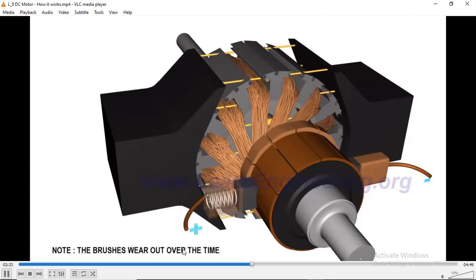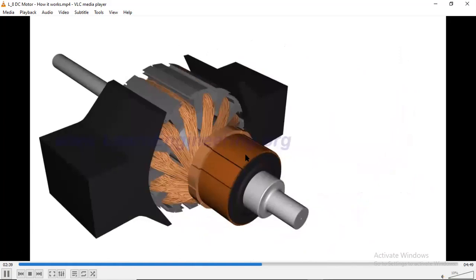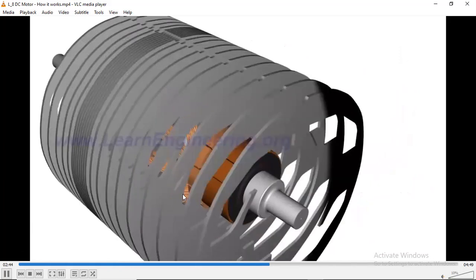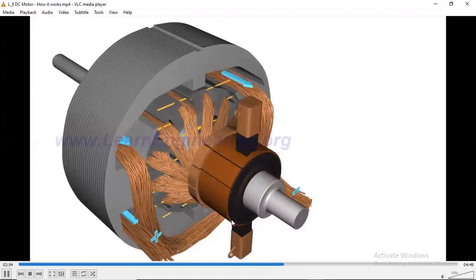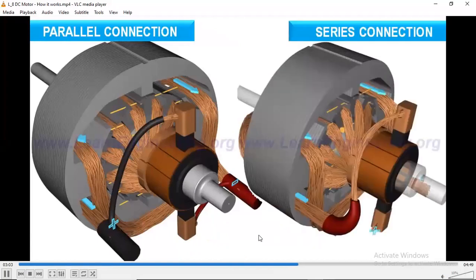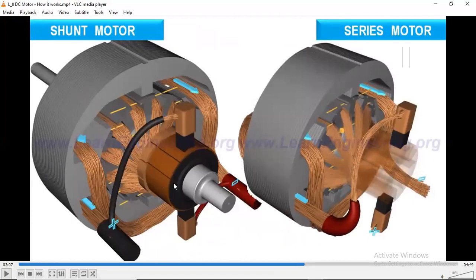The brush is frictionally placed against the commutator and connected with a spring. The armature is made of laminated strips like this, and the winding of the armature is placed in the core. You can see here these are the carbon brushes. This is the parallel connection, and this is the series motor connection. Winding, yes.